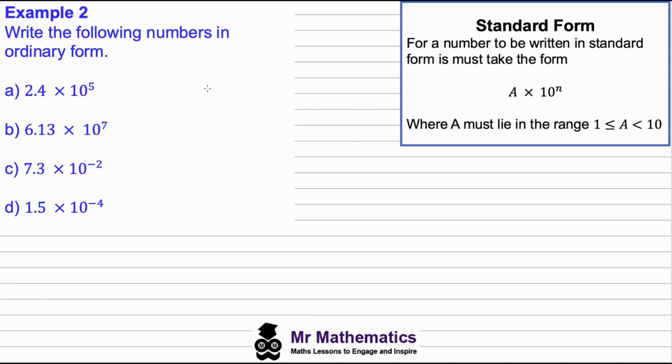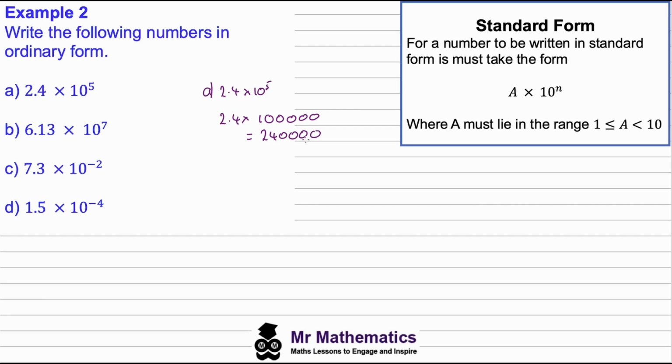If we look at using place value, we've got 2.4 times 10 to the 5. 10 to the 5 is 1 and 5 zeros, or 100,000. And then 2.4 times 100,000 will give us 240,000.